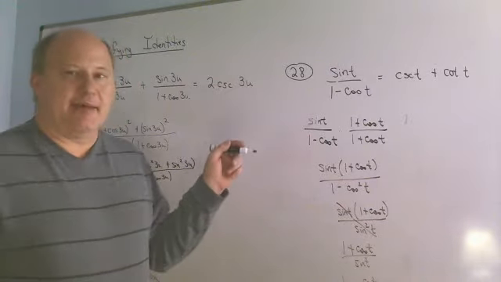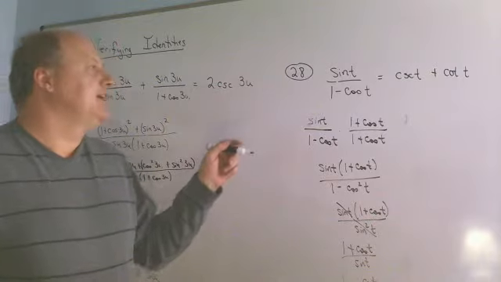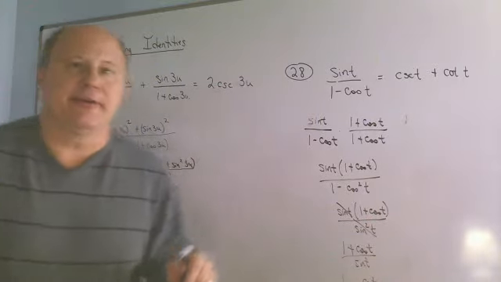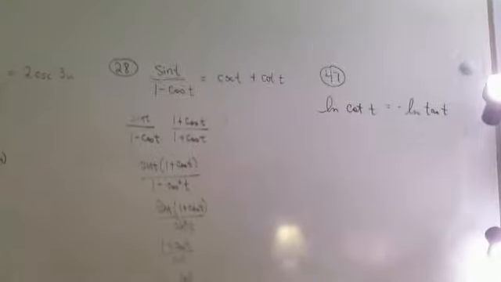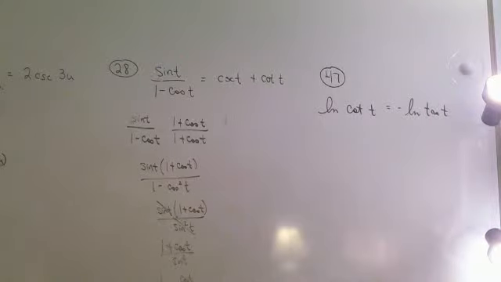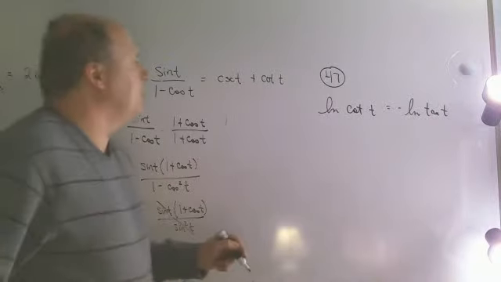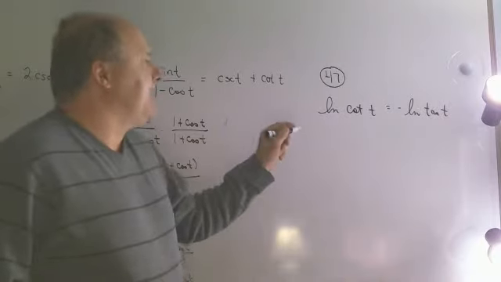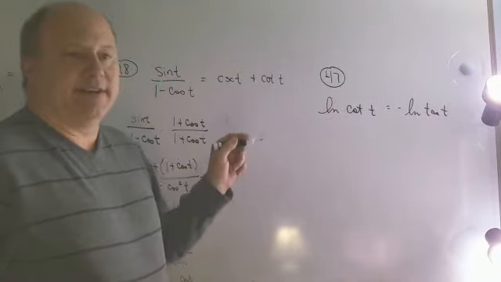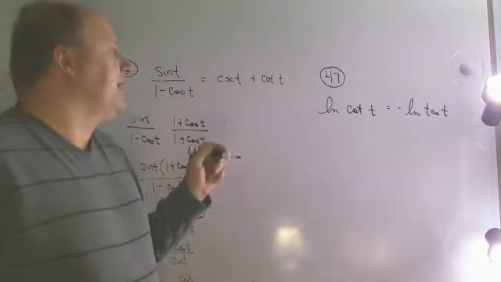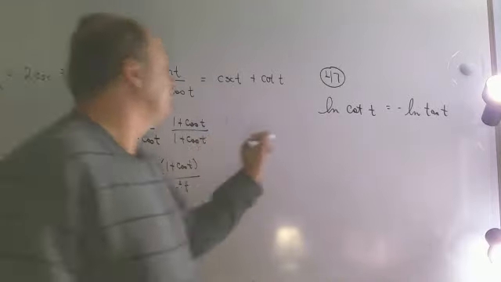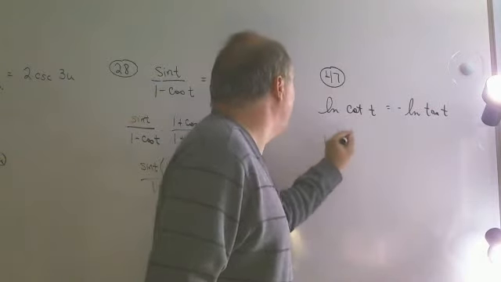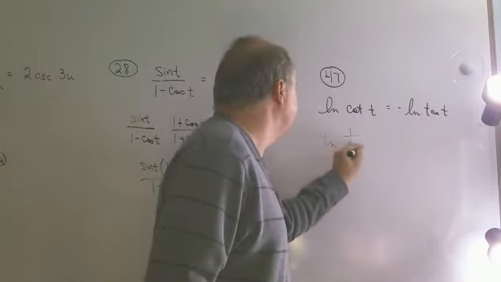Now I'm going to slide this camera over just a little bit so you can see my last problem over here. And as you can tell, it's going to look ugly at first, but you're going to find out that it's a lot easier than you think. So right here, we have the natural log of the cotangent of t equals negative natural log of tangent of t. At first glance, you think, oh my, that's going to be tough. But if you remember, cotangent is 1 over tangent. So the natural log of 1 over the tangent of t.